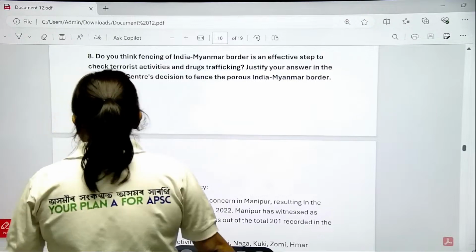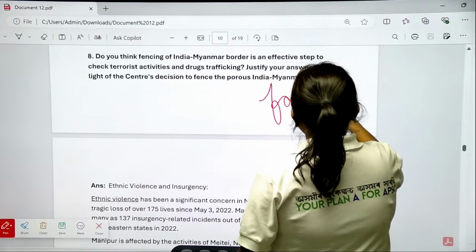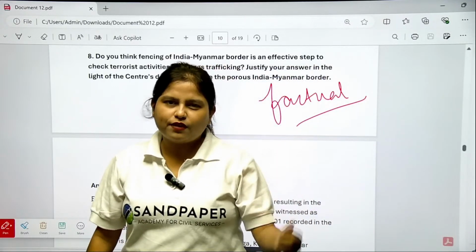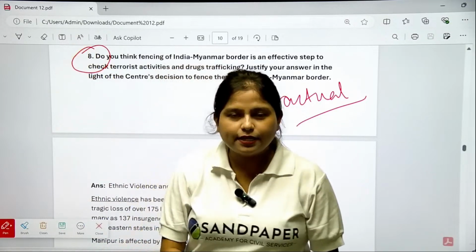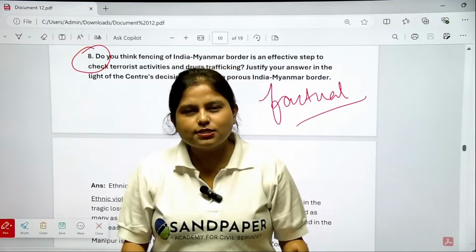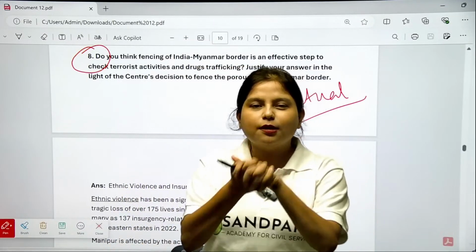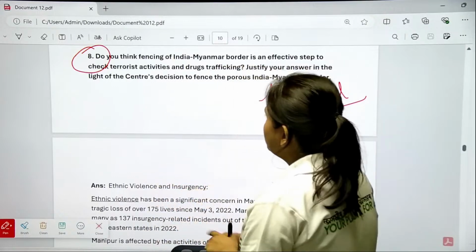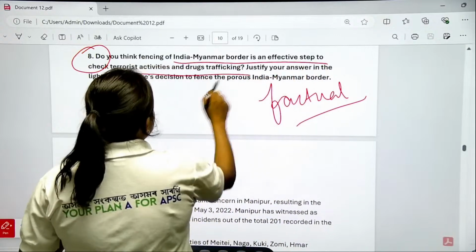Pretty factual question actually. This is a factual question only. Apuni jodi India Myanmar relationship pohi goise tatya hole you will not find any difficulty. And this is also a direct question from our mains answer writing. So this was understood ki fencing or kotha ahi ase tetya hole it is very obvious that India Bhutan India Myanmar ebur ahiboi. Okay, so India Myanmar ki hudise do you think fencing of India Myanmar border is an effective step to check terrorist activities and drug trafficking?